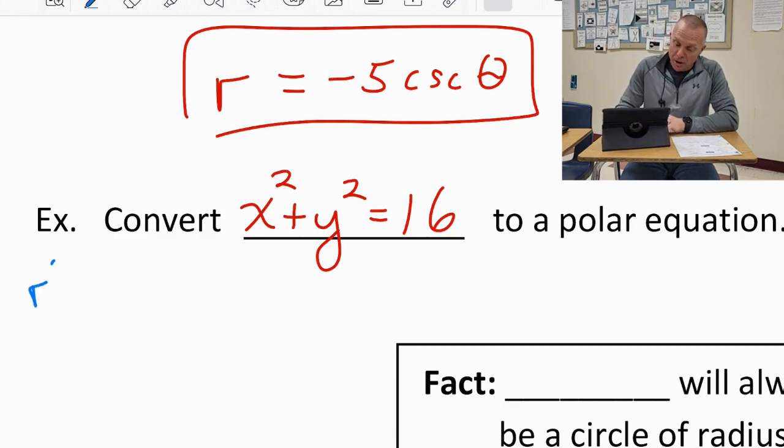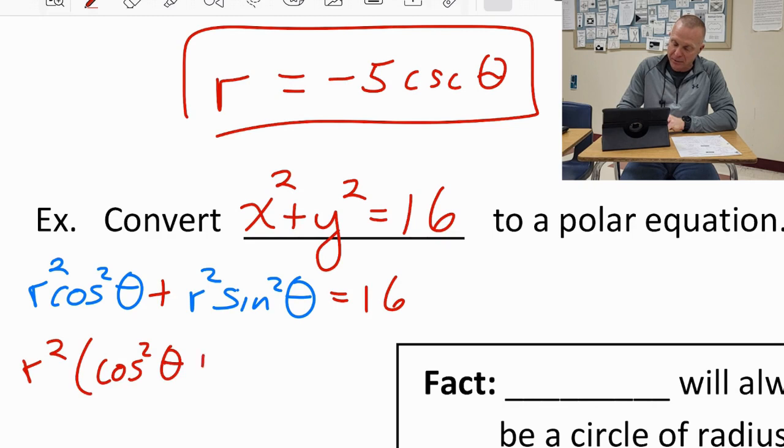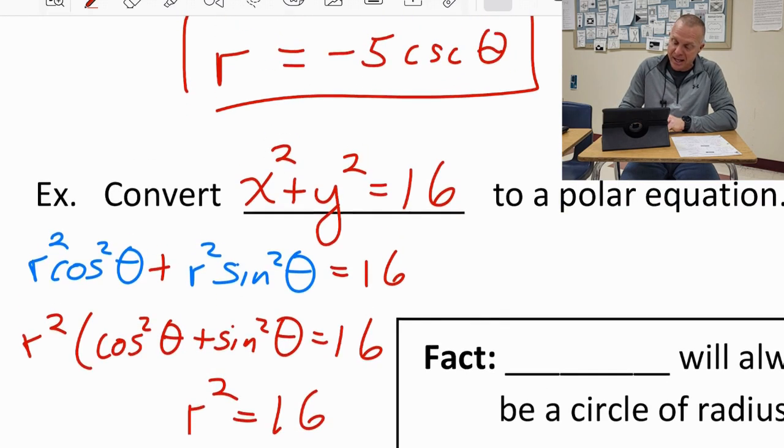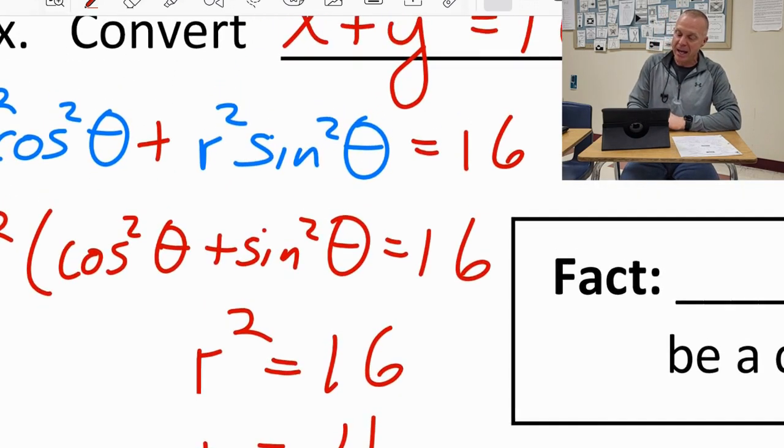Now, can we substitute r cosine and r sine in for x and y? Sure. But if we substitute those in, we may realize pretty quickly that there definitely is a shortcut to this type of problem. Every time you factor out the r squared, you're going to be left with cosine squared plus sine squared, which of course is equal to 1. And so I'll end up with r squared equals 16 every time, which means that r equals 4 every time. In other words, I'm going to end up with a circle.